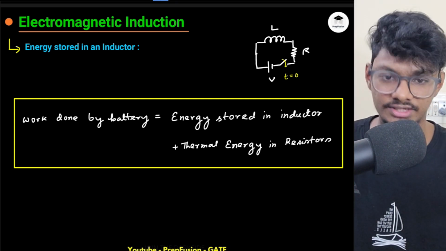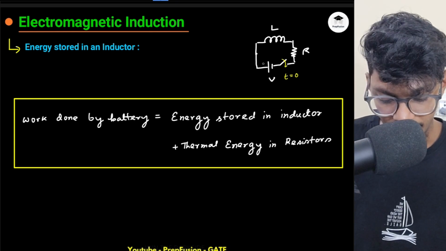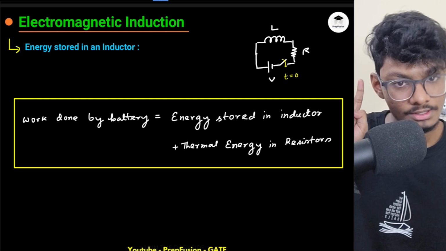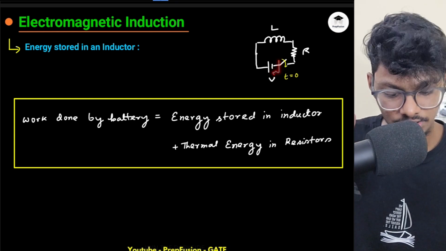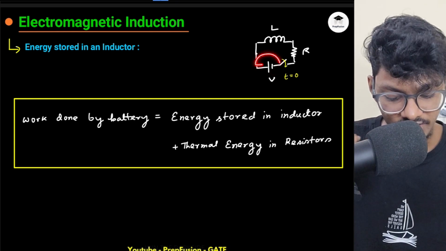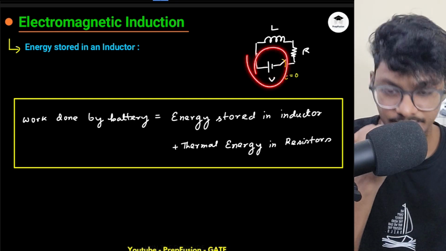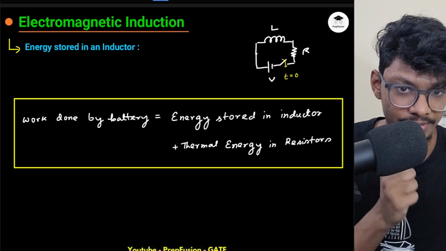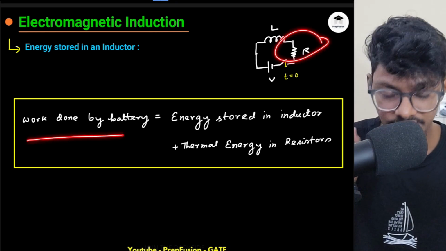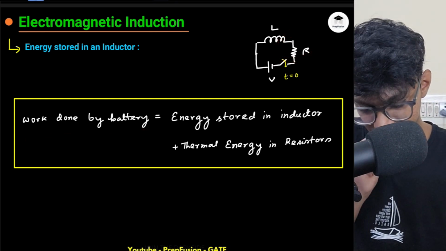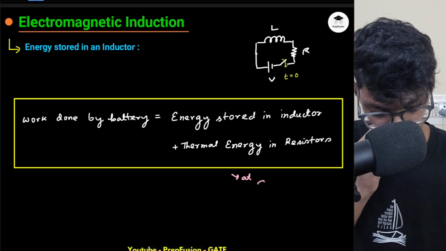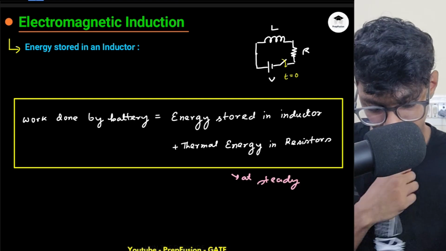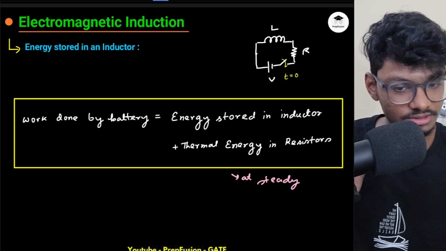I will just derive the expression. So if I have an RL circuit like this, then once I close the switch, at steady state, whatever energy this battery has dissipated, some of it will be stored in this inductor and some of it will be dissipated in the form of heat by this resistor. That is what is written. This is at steady state.